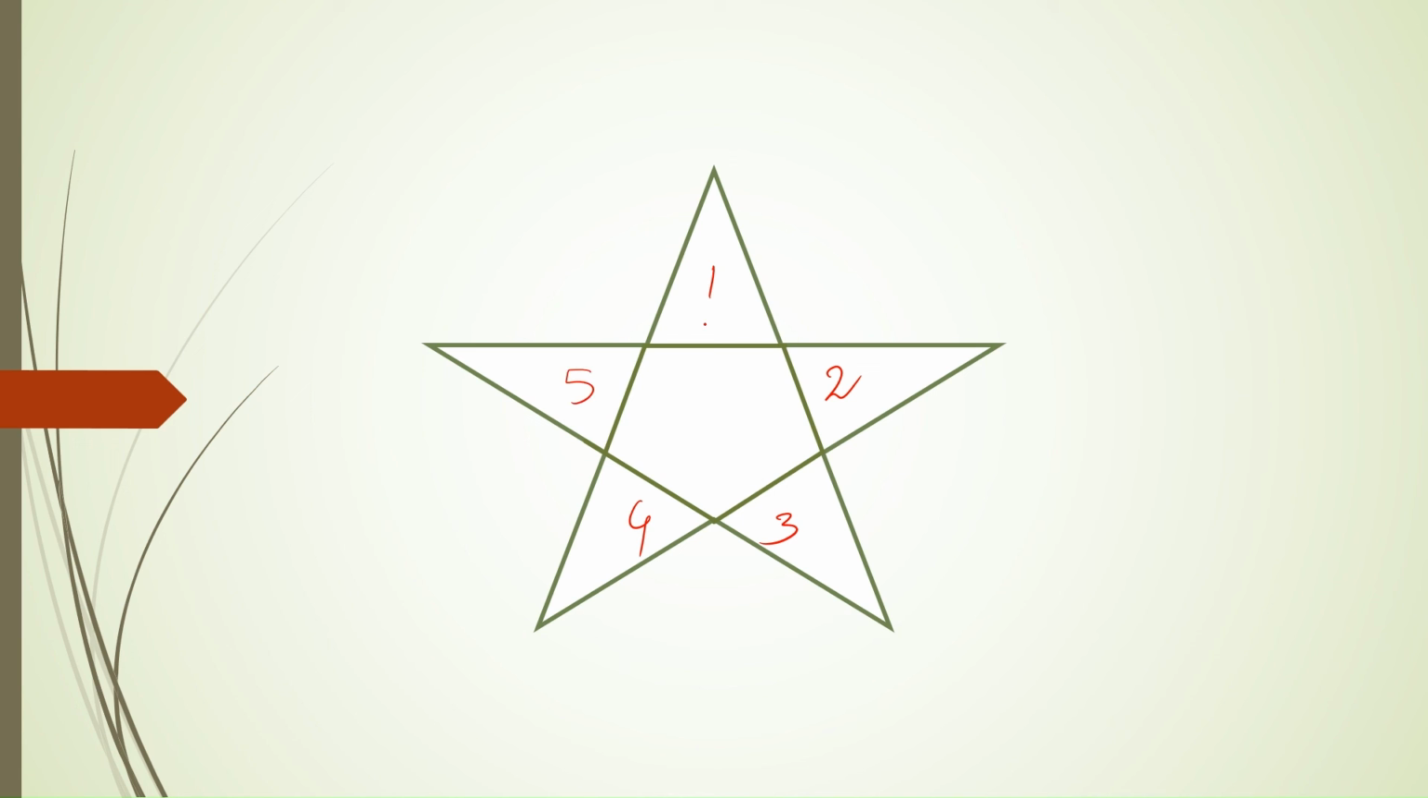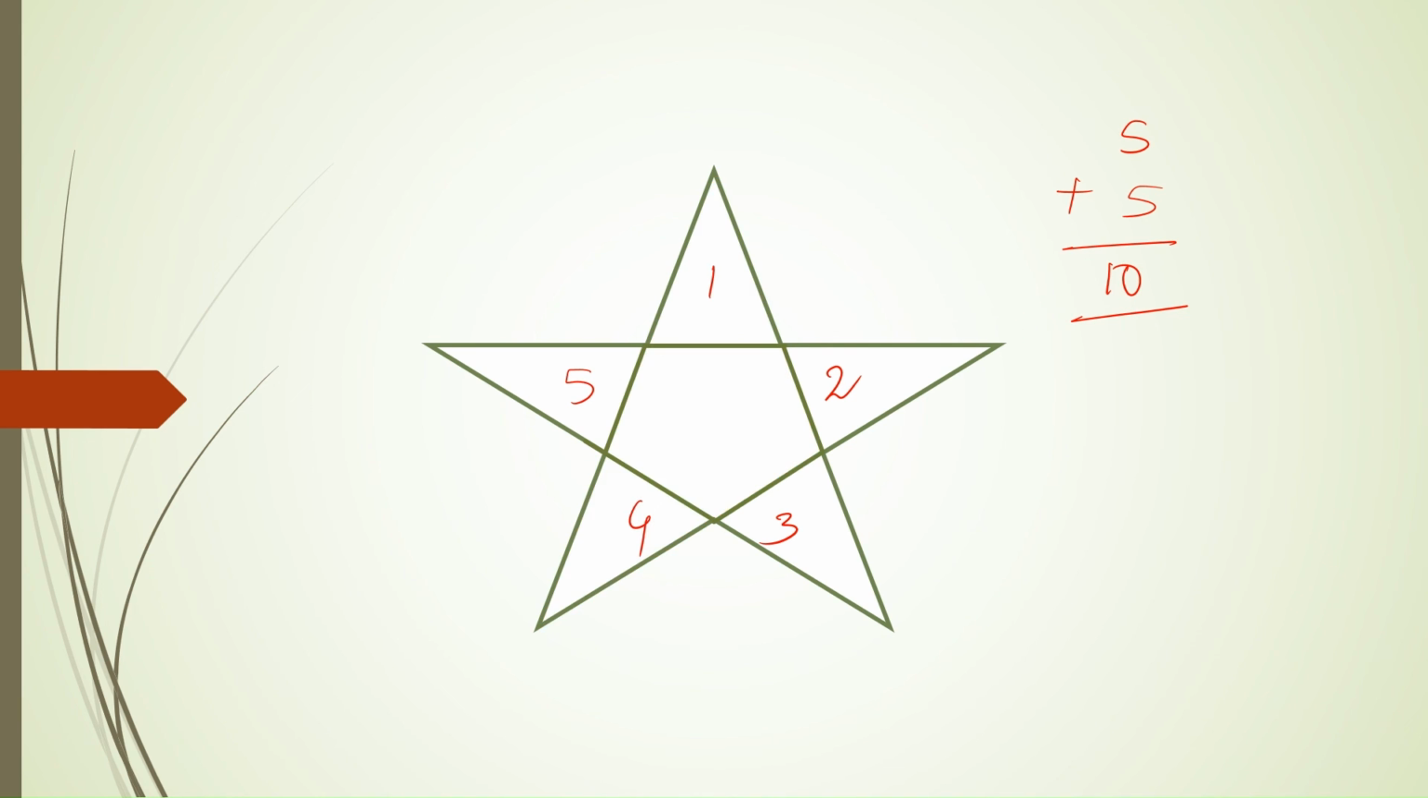In this particular figure, to count the number of triangles, we have the smaller triangles here 1, 2, 3, 4, 5. These 5 triangles plus we have more triangles like this here 1, 2, 3, 4, 5. So if we add these 5 triangles as well, we get 5 plus 5, 10 as the total number of triangles.